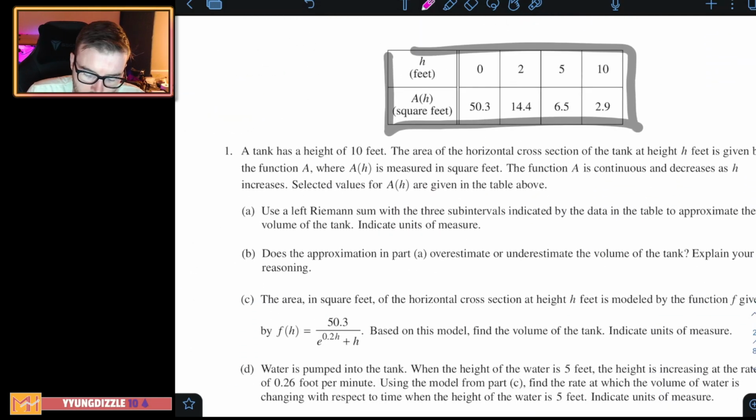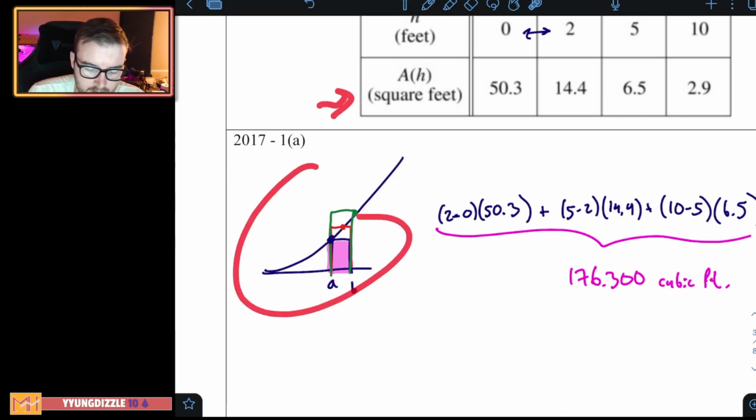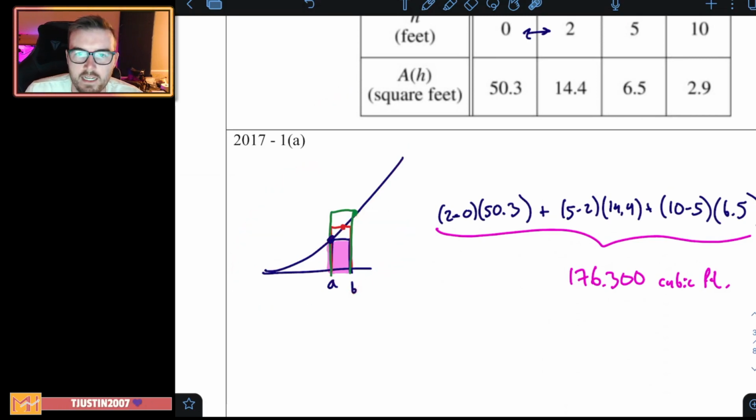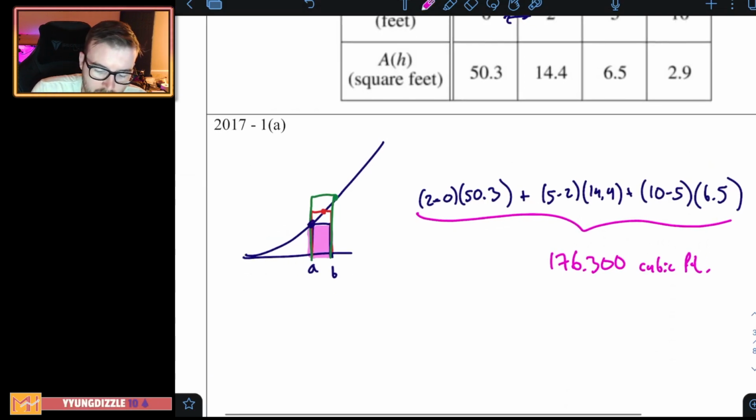Does the approximation in part A overestimate or underestimate the volume of the tank? Explain your reasoning. So, as you can see here, based on my initial curve, a left Riemann sum would underestimate whatever this random curve is. This is not accurate to this drawing. I just want to stress that. It was just something I did to demonstrate. So what makes a left Riemann sum underestimate, right? What makes it underestimate is the fact that it's increasing.